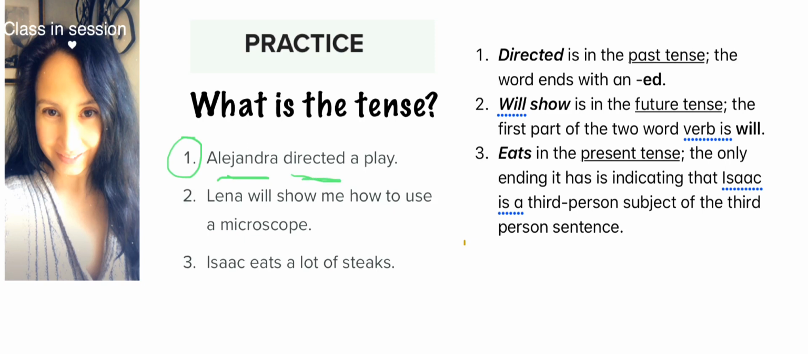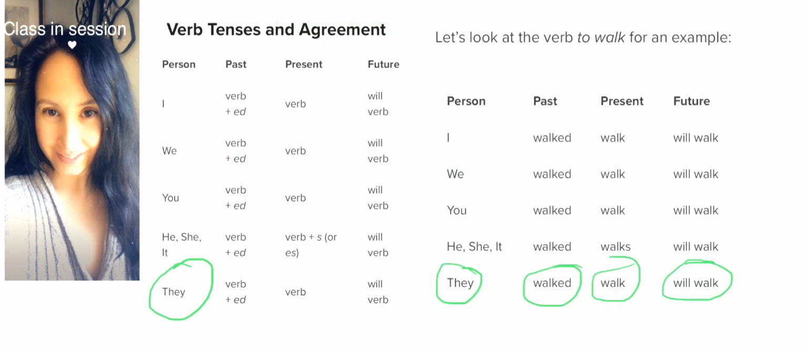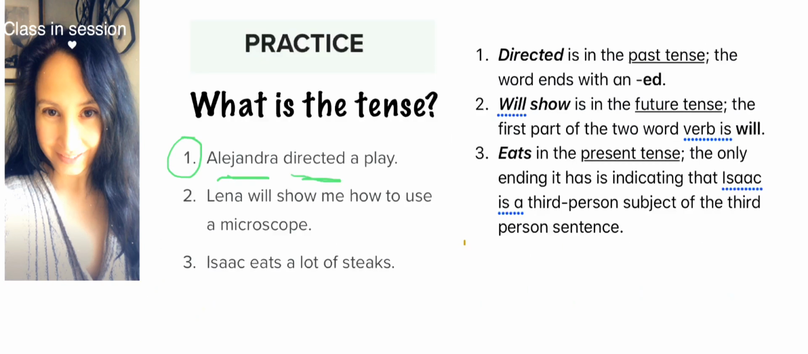So directed is the past tense because we added ed. Remember the rule over here? We add ed, verb plus ed. Now let's do number 2. Lena will show me how to use a microscope. Lena is the subject or the noun. Will show me how to use a microscope. Will show is in the future tense.